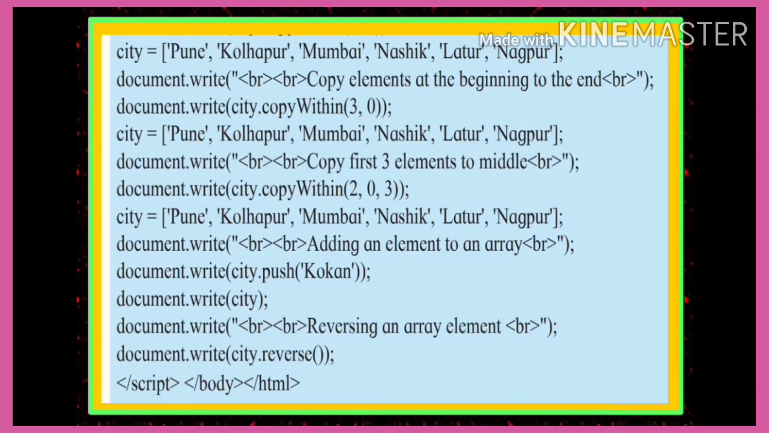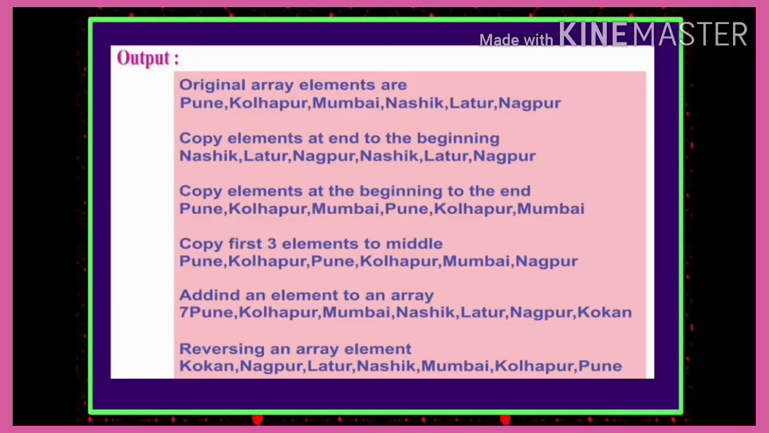Mention document.write ct.copyWithin 3, 0. Here the starting position is 3 and it will paste the elements from the 0th position. Save the program, run on the browser and see the output. Here the first 3 elements are as they are, Pune, Kolhapur and Mumbai, but it replaces the third position element Nashik with Pune, Latur with Kolhapur and Nagpur with Mumbai.